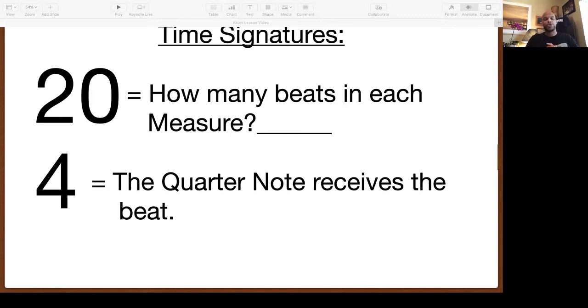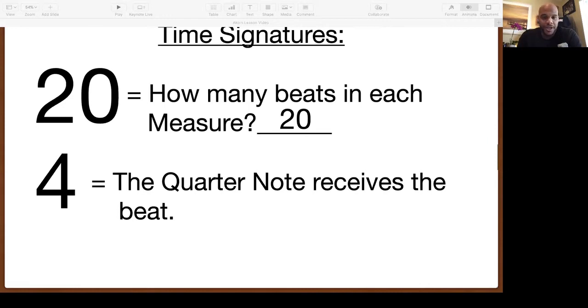We have 20/4 time. I didn't think it sounds funny. So first things first, how many beats will there be in each measure? Yeah, 20 beats. Now, do you think you would really see 20/4 time? Probably not. That's kind of ridiculous.